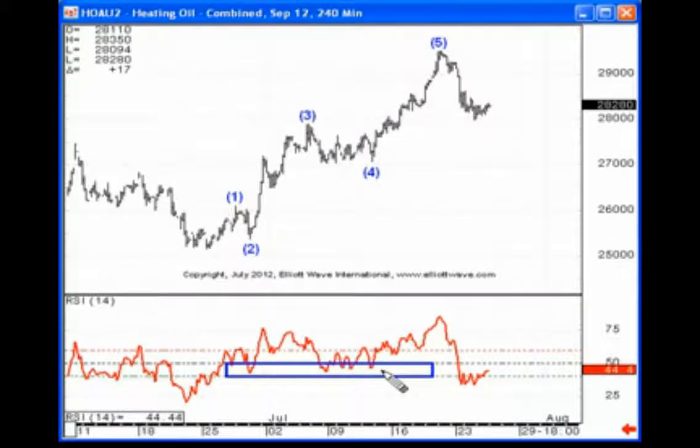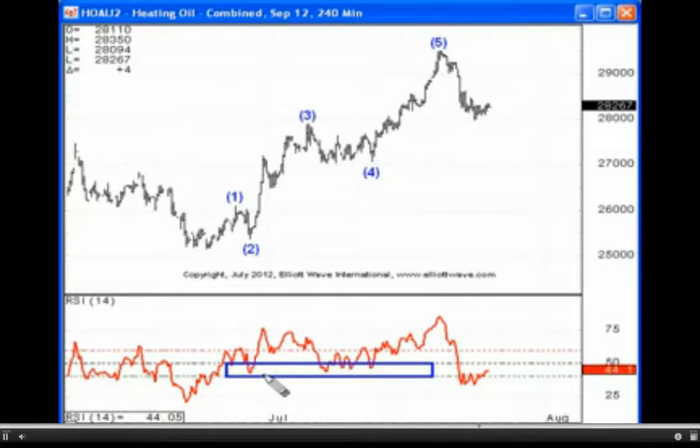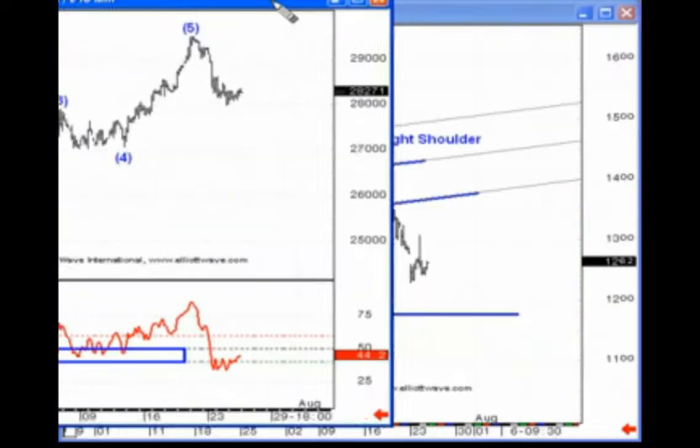In other words, you can look to the RSI here, see the appropriate momentum signature, and that will increase confidence that this is indeed a fourth wave move or possibly even a second wave move.